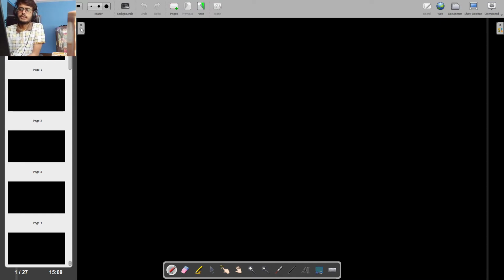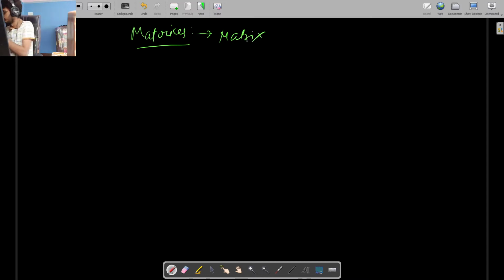So the new chapter for today is matrices, or in singular form we just say matrix. Okay, so we'll start with this chapter. It's very simple. Class 10 matrix is very simple. It'll start getting complicated when you reach class 11 or 12, so it becomes a little bit tough there. Here, class 10 matrices are very simple.